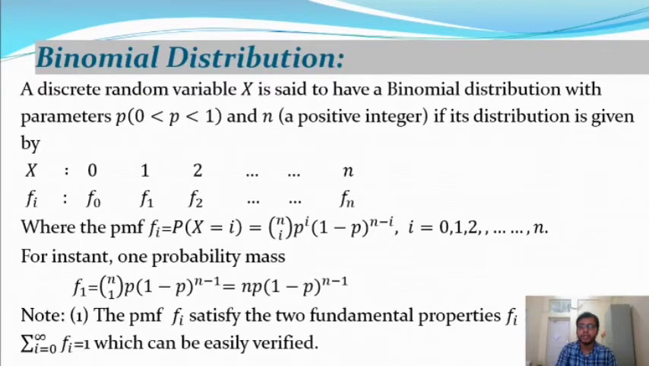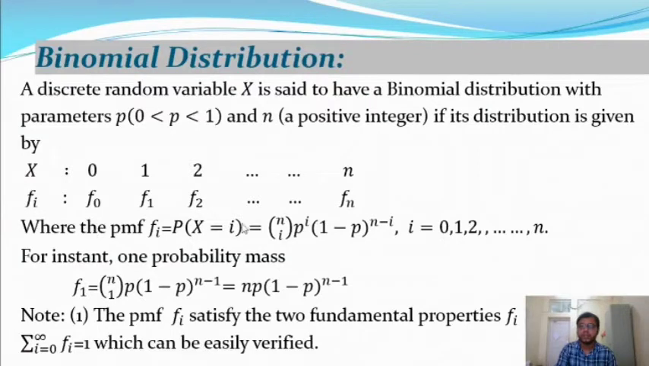So in that case where the sample points are finite, and the corresponding probability mass function is f_i, it will be f0 corresponding to 0, f1 corresponding to 1, f2 corresponding to 2, and up to fn corresponding to n. So the probability mass function f_i is equal to the probability of X equal to i, and it is equal to nCi p to the power i into (1 minus p) to the power n minus i, where i is equal to 0, 1, 2, and up to n.